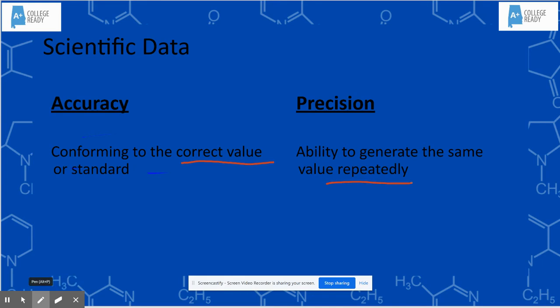Most of the time we'll try and use those interchangeably, and that's really not the way we should do that. Accuracy means how close you are to the true value, whereas precision means how close you are to getting the same value every time. It might not be the right one, but it's the same one every time. Okay?